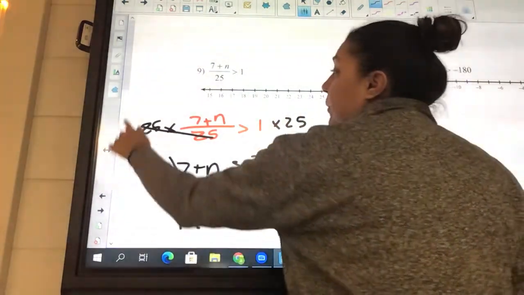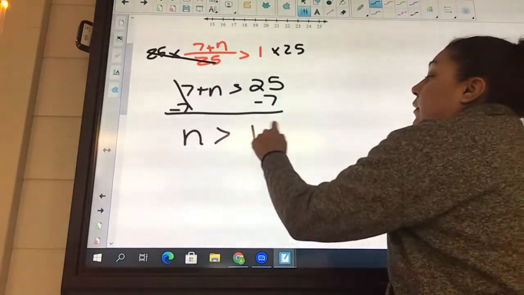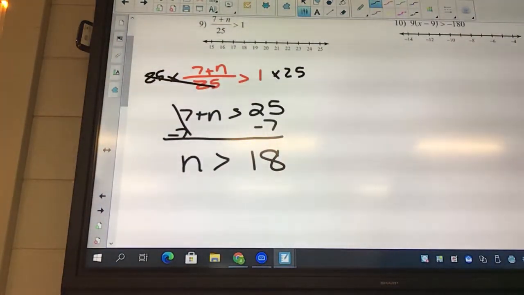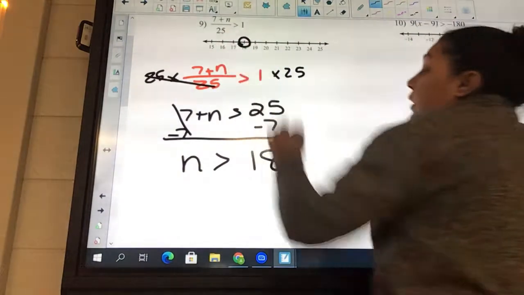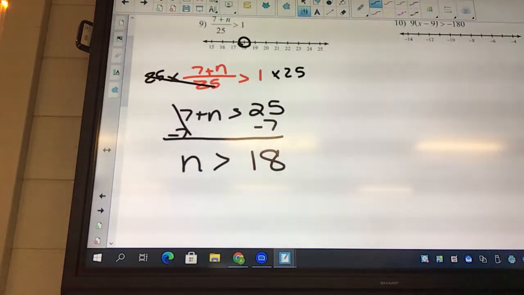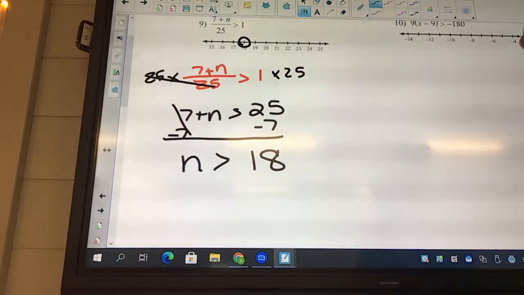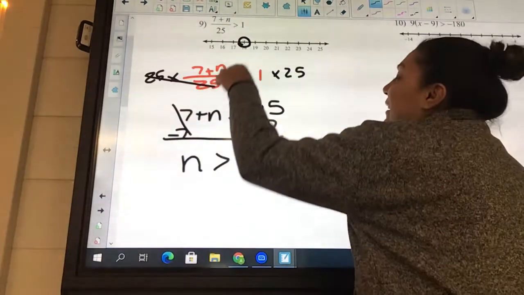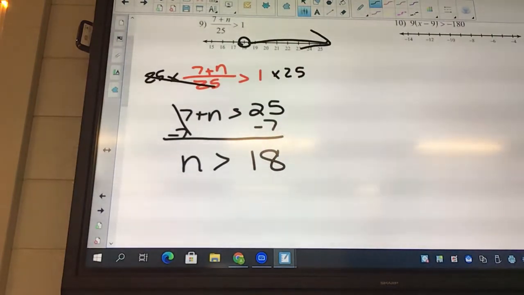Do we need to flip? No. What is 25 minus 7? 18. Okay, should that 18 be open or closed? Open. And then this says 18 is what? Oh, n is what? Bigger. N is bigger. I said 18. Bigger. Okay, it's gonna go that way.